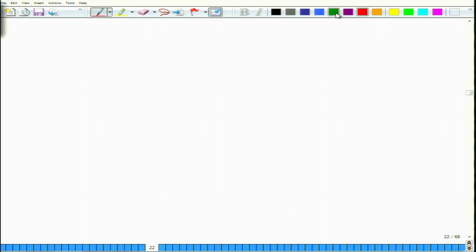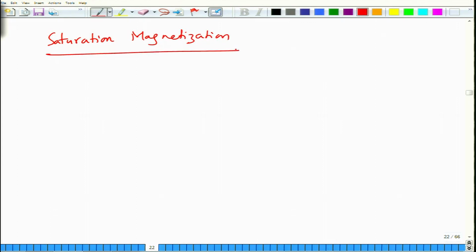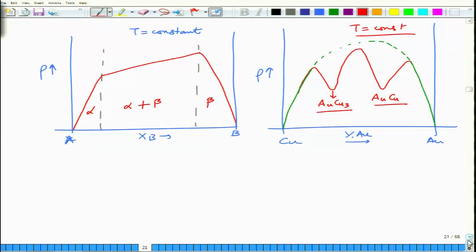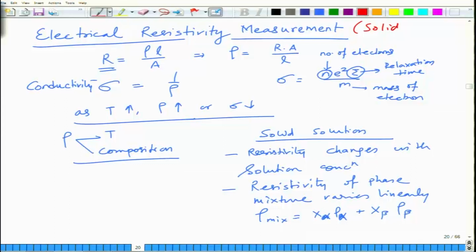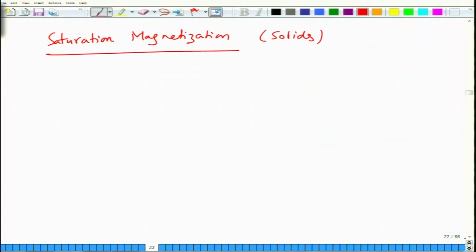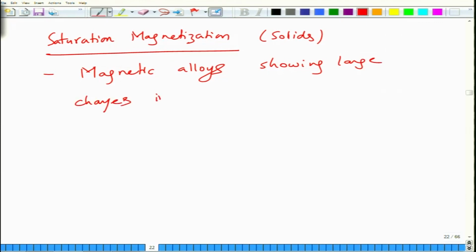The third thing that one can do, especially for magnetic systems, is measurement of saturation magnetization. Essentially what we are saying is that we measure the functional properties of the materials. So this is again something you will do in the solid state. The previous ones were also basically in the solid state. Here it is mainly important for magnetic alloys, showing large changes in magnetization M as a function of temperature or composition.